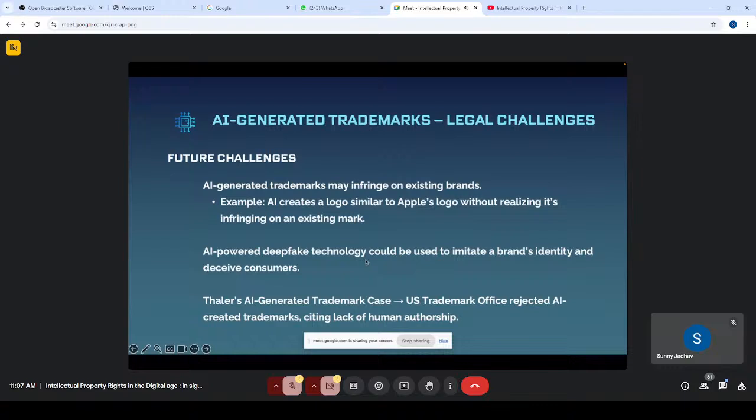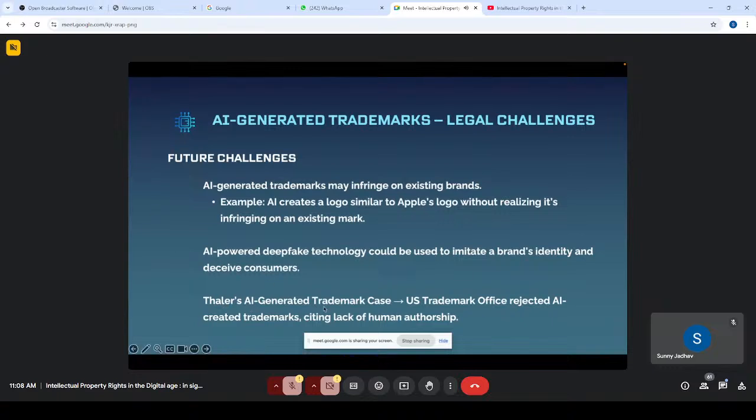Then AI-powered deepfake technology could be used to imitate a brand's identity and deceive consumers. And this is deepfake technology, like we have been hearing about a lot these days. It is a very scary and dangerous part that it can imitate almost at a real level. So it's not just the brand's identity that deceives consumers. It can imitate every advertising and marketing strategy of any brand, and it can cause a really deep dent to the other companies that are in the market.